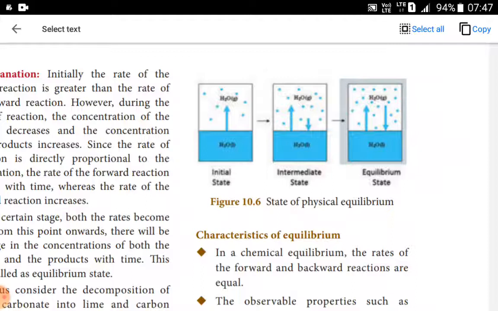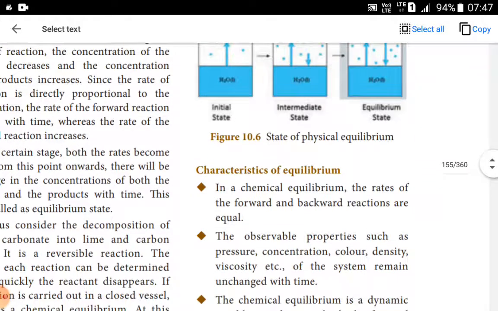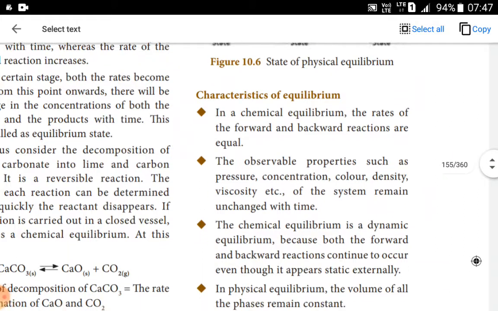Then the characteristics of equilibrium. What are the important properties? In chemical equilibrium, the rate of the forward reaction is equal to the backward reaction, and there will be no change in the concentration, pressure, color, or density during the equilibrium state.